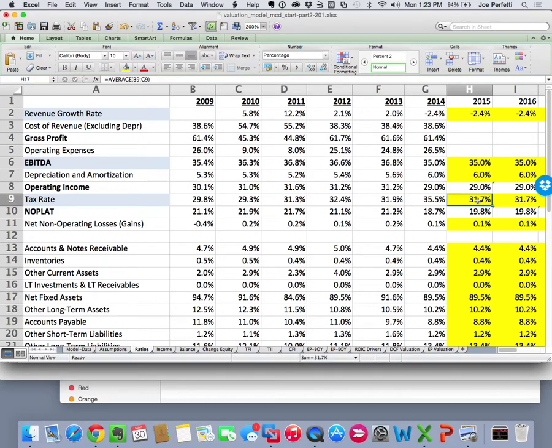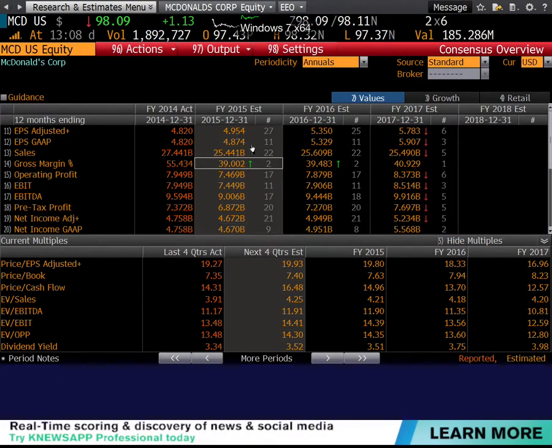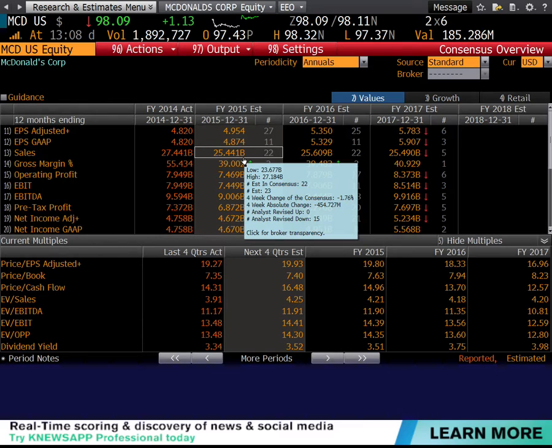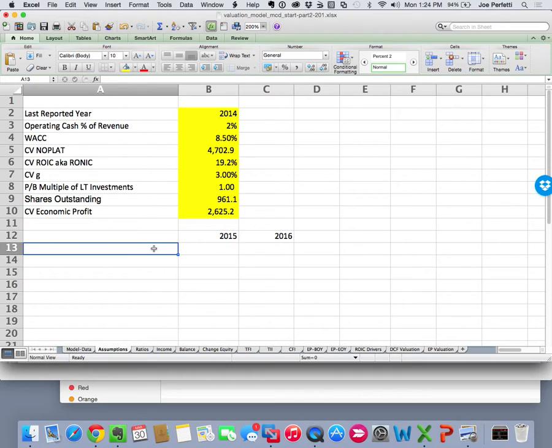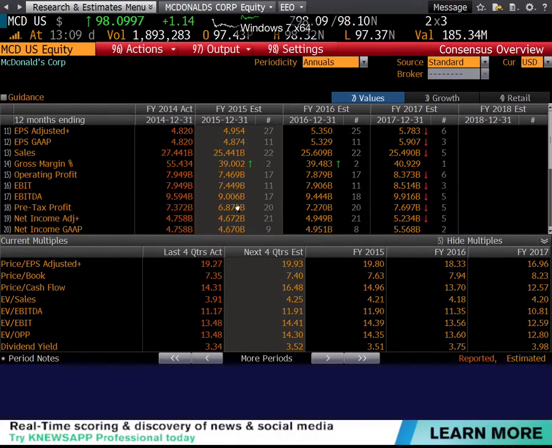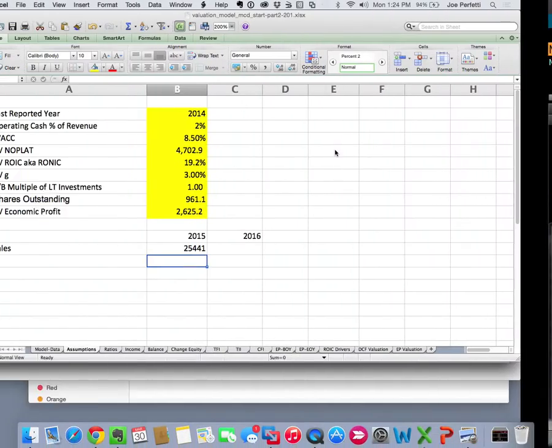So, tax rate, we're using the average of the last 6 years. That looks pretty reasonable to me, so that's why I'm not going to change that as an assumption. So what I'm really going to change are growth and EBITDA. So here's the thing. What I want off the EEO screen is I want the 2016 and 15 sales to match in my model. So 2015 revenue, 25,441. So sales, 25,441. And the second year, 25,609.